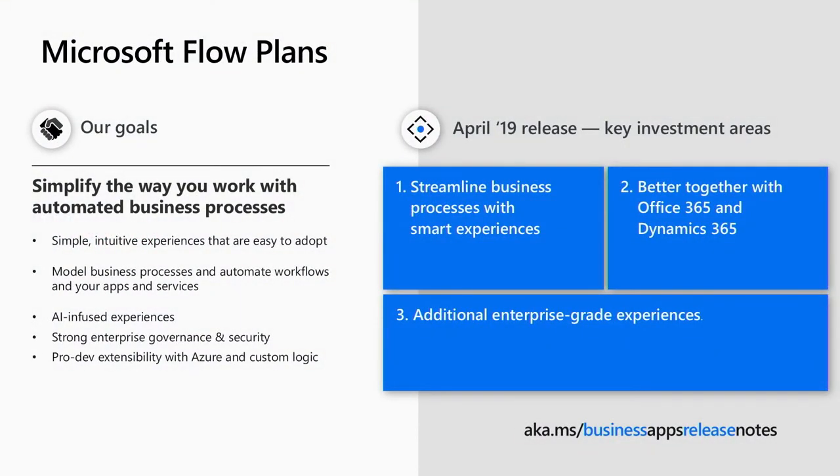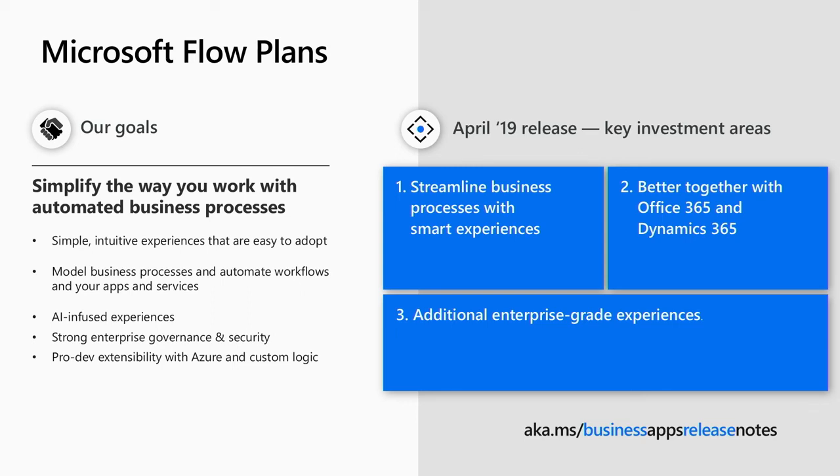So to wrap up, I wanted to spend just a minute talking about our future plans. Where are we going with Flow? What are our big investment areas? So the first investment area that we have is around bringing smarter experiences to Flow. I showed the ability to use cognitive services inside of Flow, but we're going to continue to invest in that and bring things like AI analysis of your flows, so that it can identify where common issues are and provide recommendations.